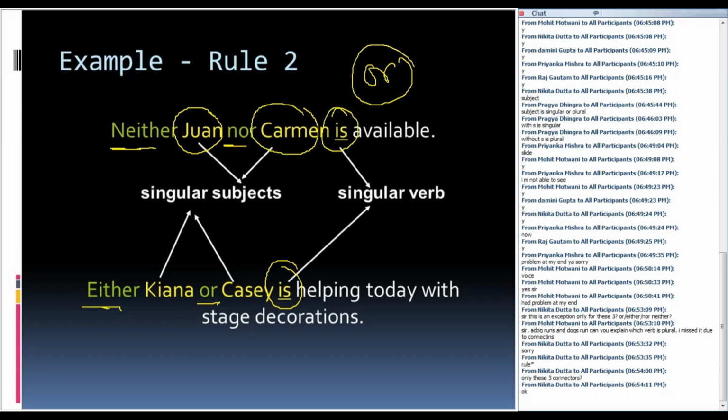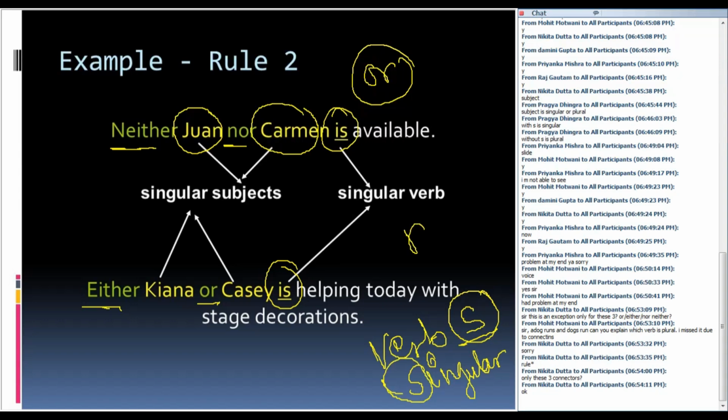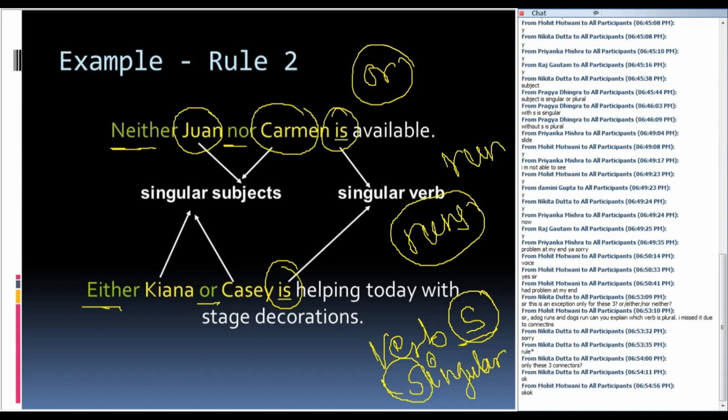Okay. Now, Mohit, you are saying a dog runs and dogs run. Can you explain which verb is plural? Okay. The verb, very simple. The verb that ends in an S is singular. Remember that. Those verbs that end in an S, they are singular. S stands for singular. So, runs is singular. Whereas, run does not end in an S. It is plural. That is how you will identify whether the verb is singular or plural.